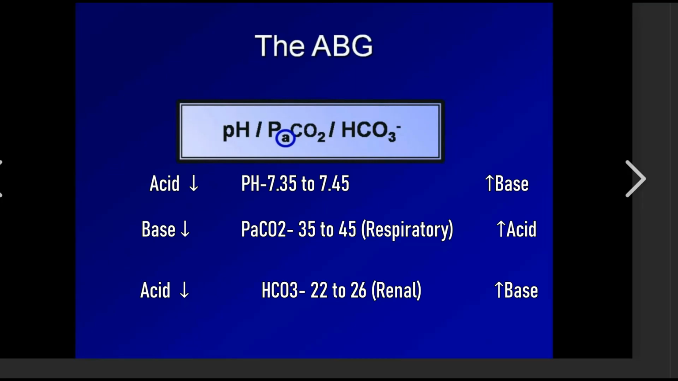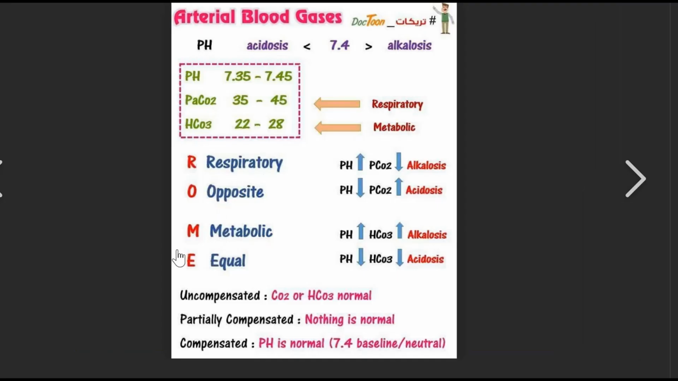Now I'm going back to carbon dioxide. If carbon dioxide is less than 35, it is base or alkalosis, and carbon dioxide greater than 45 is acidosis. So memorize what happens if it is low or higher, and you can easily interpret ABG. You can always remember the word ROME, because respiratory carbon dioxide goes in the opposite direction to pH, whereas the bicarb or metabolic or renal goes in the same direction as pH.